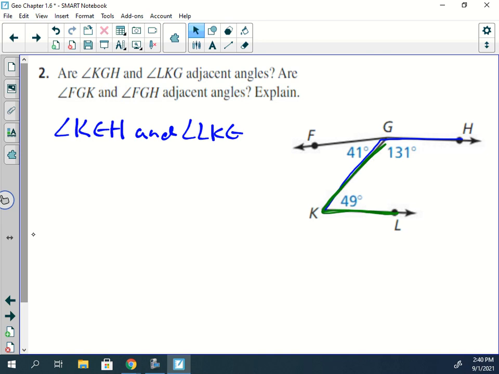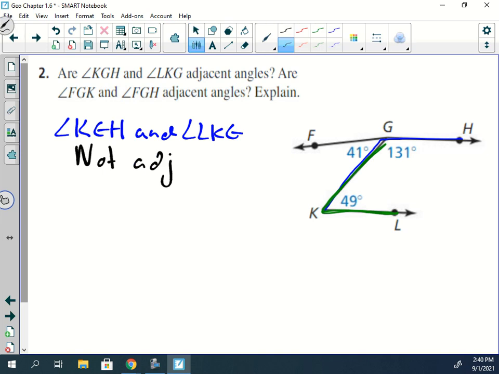Do these two angles have a common vertex? What's the vertex for KGH? G. The vertex for LKG is? If they're adjacent, they have to have a common vertex. These do not, so they are not adjacent, because they have to have a common vertex and a common side and no common interior points. Those are not.